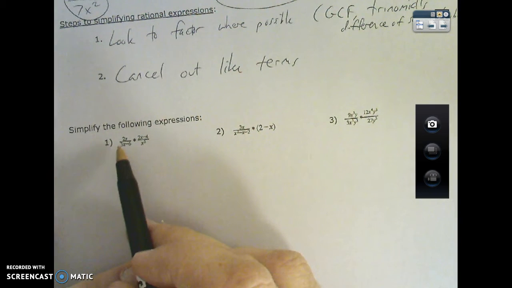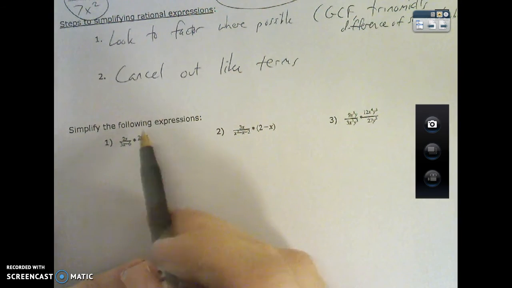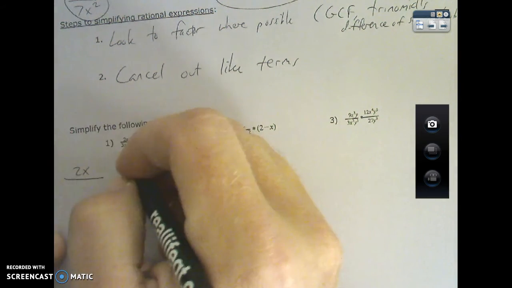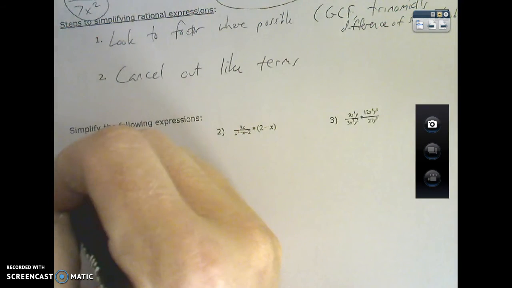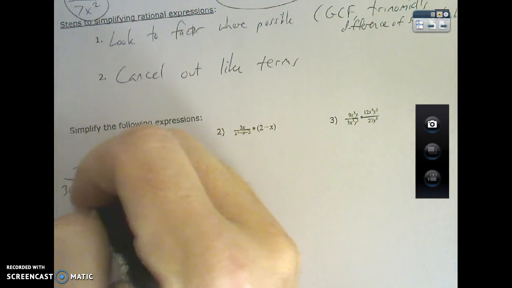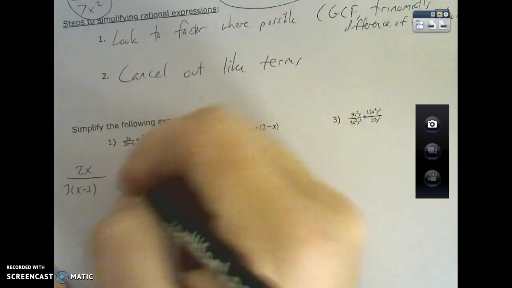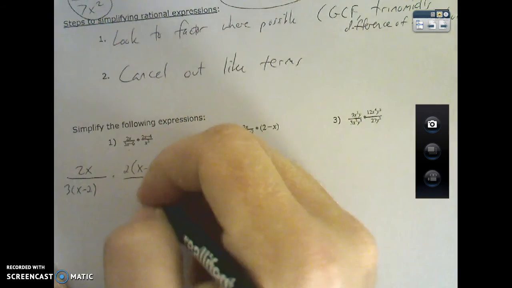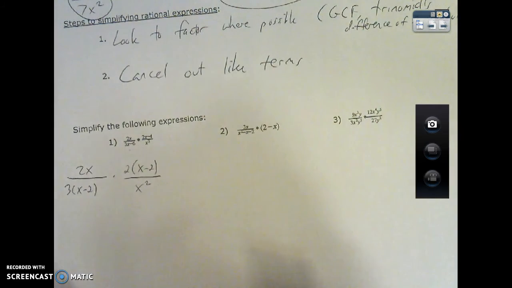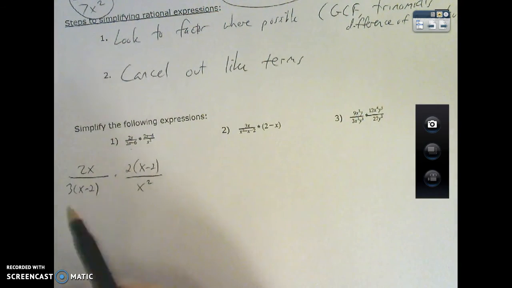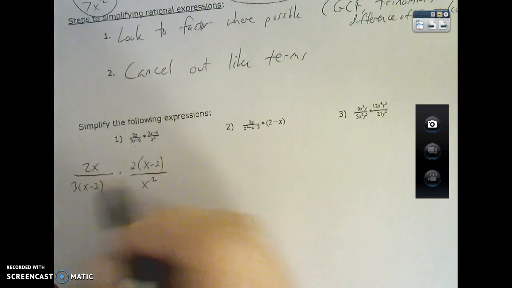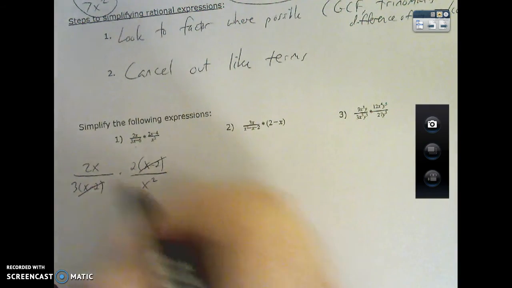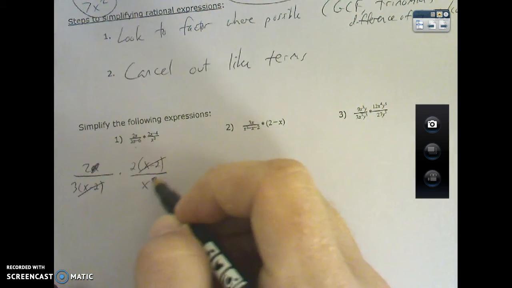Simplify the following expression: 2x over 3x minus 6 times 2x minus 4 over x squared. 2x stays the same. Down low, GCF of 3x minus 6: I can take a 3 out. Over here I have 2x minus 4, take a 2 out, x minus 2. And then down low I have x squared. So with everything on top and everything on the bottom, look for things to cancel out. Well, the x minus 2s go away.